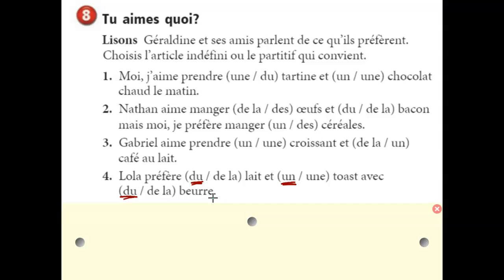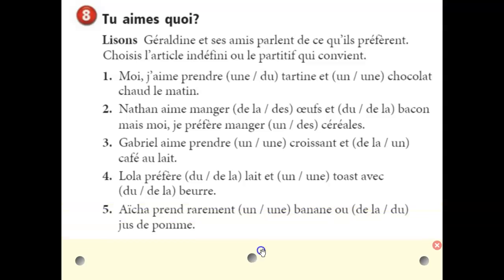Again, we wouldn't necessarily use all of those little words like "the" and "some" in English, but in French you have to have them there. Et numéro 5. Aïcha prend rarement banane ou jus de pomme. So we would say Aïcha prend rarement une banane ou du jus de pomme. Aïcha rarely has a banana.